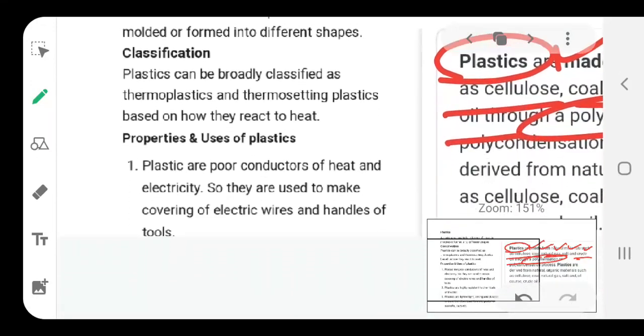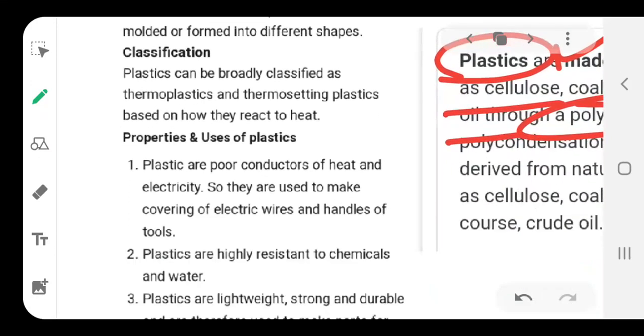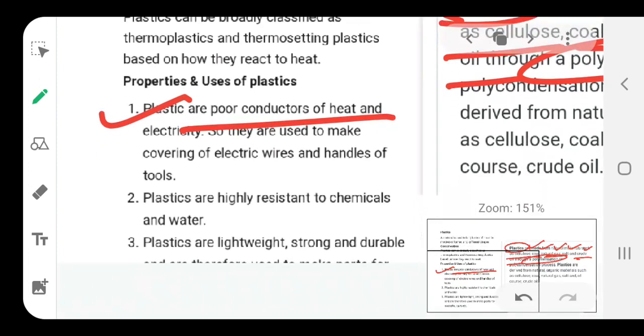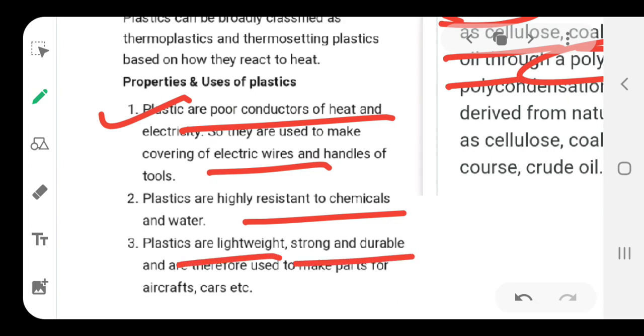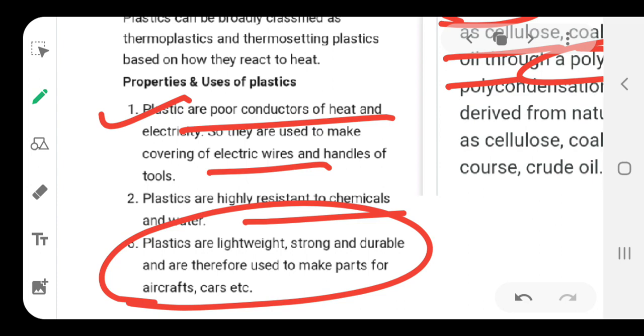Now, about the use of plastics, they are poor conductors of heat and electricity, so we can use them in the making of electrical wires. They are resistant to chemicals and water. Next, they are lightweight, strong and durable. So they are used for making many parts of machinery as well as in the avionics industry, where they make airplanes.